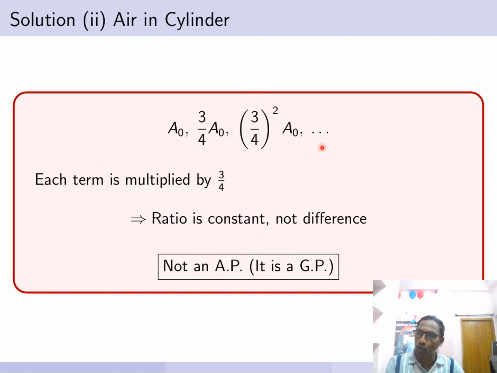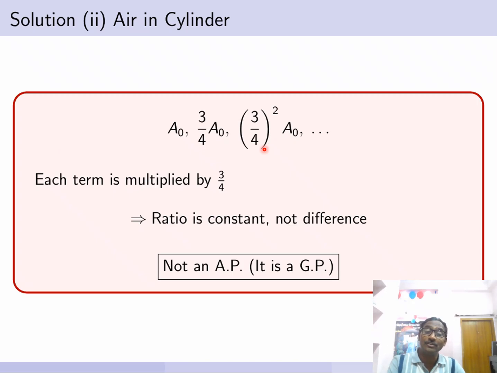3 by 4 whole cube A naught you are getting, and so on. Each term is multiplied by 3 by 4. Therefore, the ratio is constant. Here, second term by first term, A naught will be cancelled, 3 by 4. Third term by second term gives 3 by 4. Fourth term by third term gives 3 by 4. Here they are finding the common ratio, not the common difference.